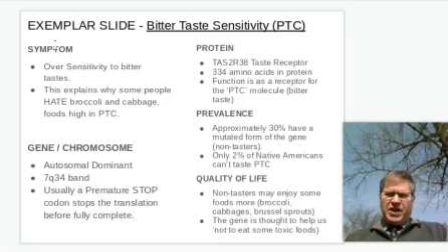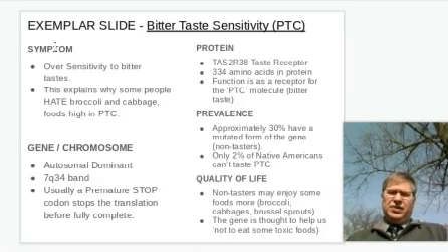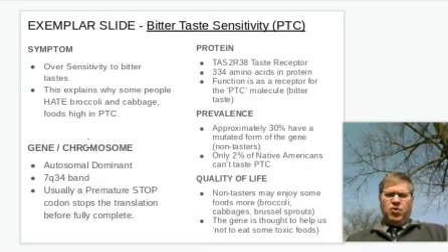So notice how I've done my criteria. What I actually did is that I listed, here's my symptom, here's the gene and chromosome, that was criteria 2. The protein affected was 3. Prevalence was 4, and quality of life was 5.